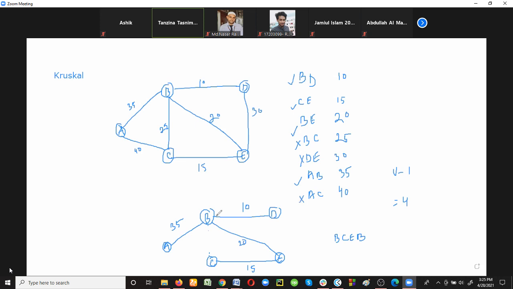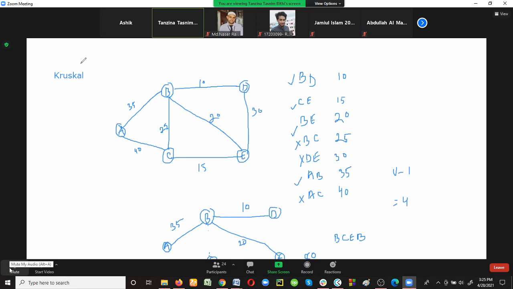Okay, so now look at this spanning tree. The number of vertices is 5, but the number of edges is 4. And if we count the total weight of this graph, then the weight will be 35 plus 10, 45, plus 20, 65, plus 15, 80. So this is the minimum spanning tree. If you want, you can create some other subgraph, and at that time you get a weight more than 80. Clear what is Kruskal algorithm? We are using this algorithm for finding out the minimum spanning tree.